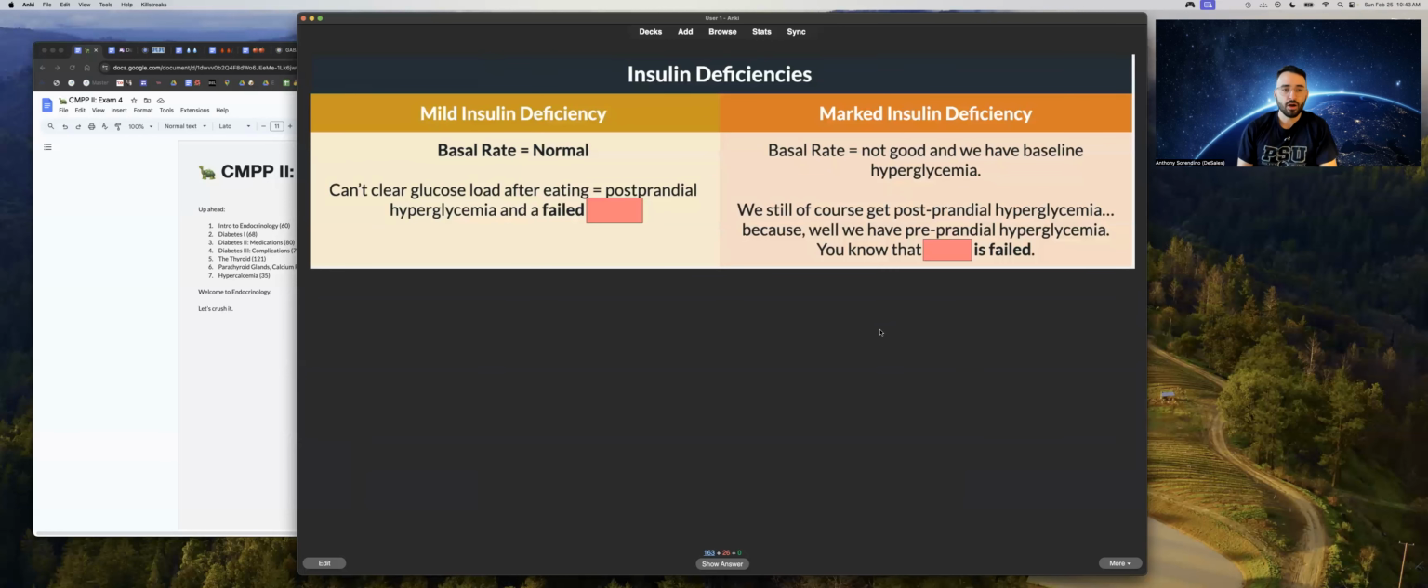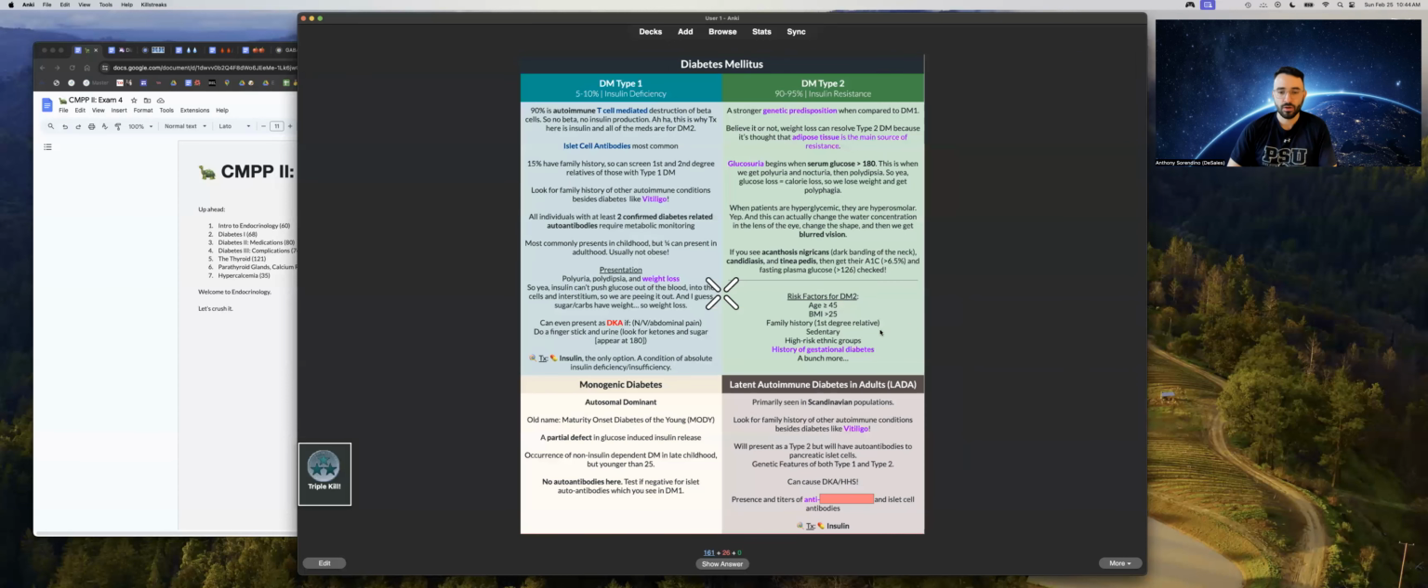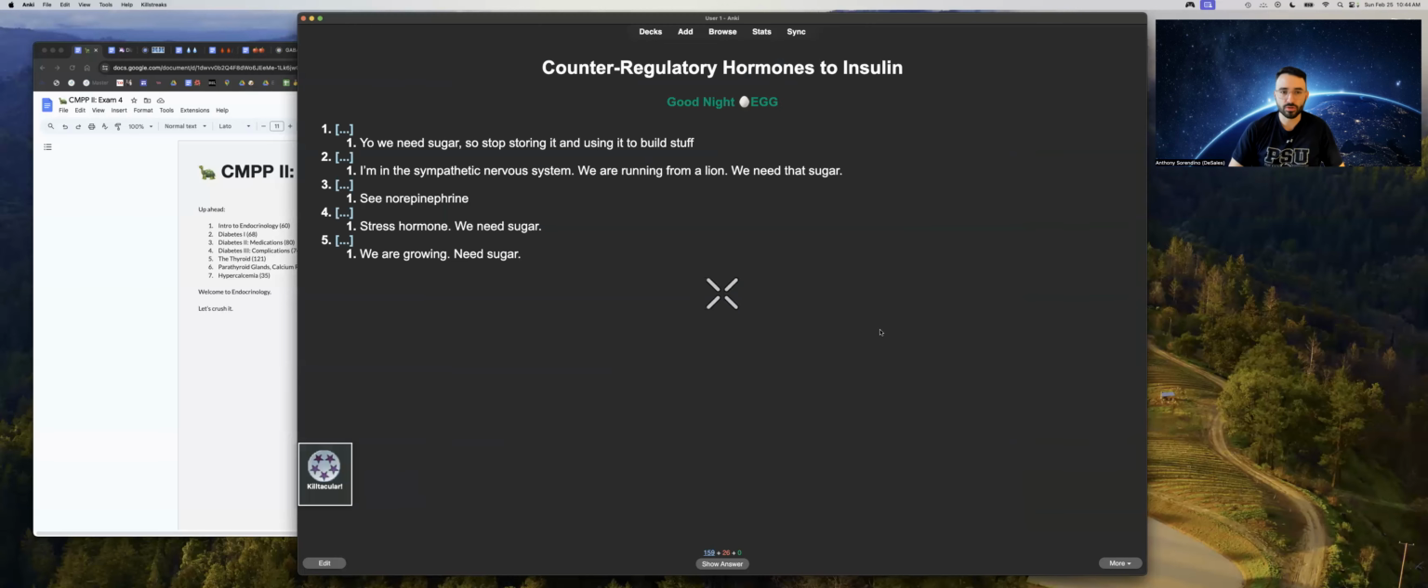Yeah. All right. Mild insulin deficiency and marked insulin deficiency, we're failing our OGTT. Pancreas. Delta cells, somatostatin. Presence and titers of anti-blank, anti-GAD antibodies for LADA. Good. Just the word glucagon. Counter-regulatory hormones to insulin. Let's see if we can name them. It spells goodnight egg.